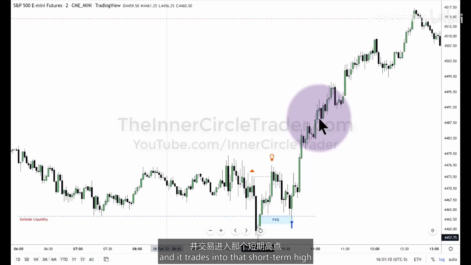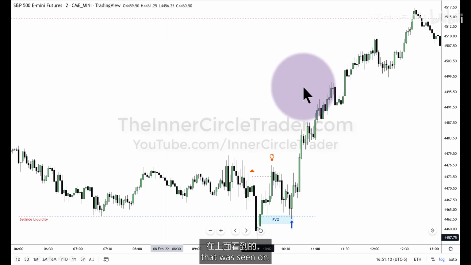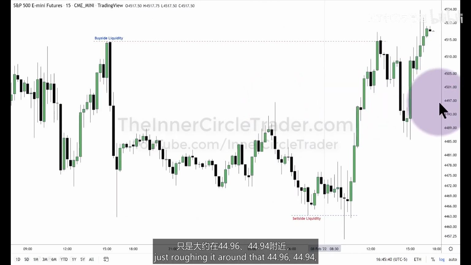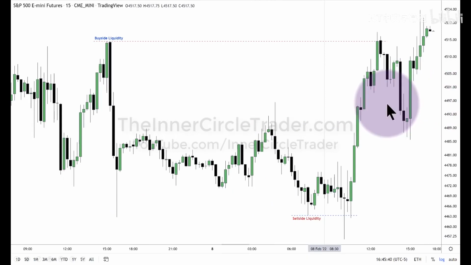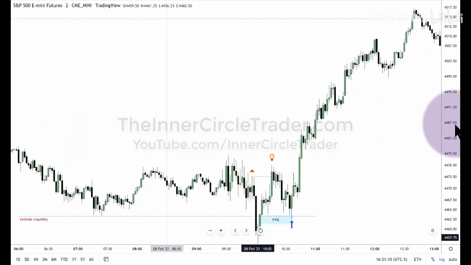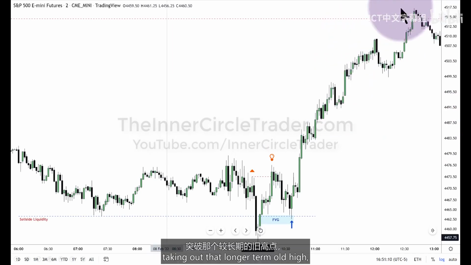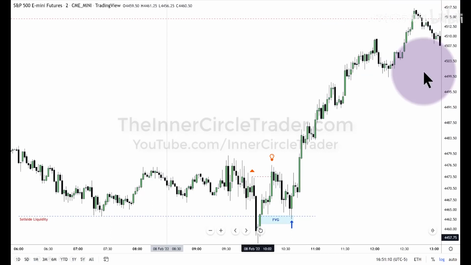And it trades into that short-term high that was seen on, let's go back up, right here. So again, just roughing it around that 44.96, 44.90, we'll just call it 44.96. And that would be right in here, bang. Hits it, sweeps it, accumulates some more, and then rallies even higher, taking out that longer-term old high.